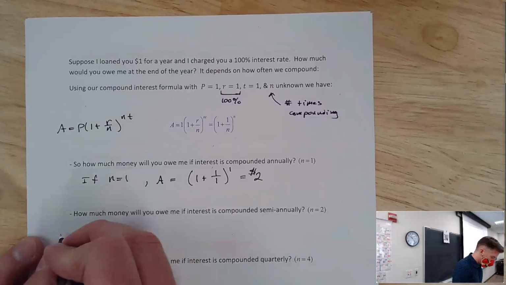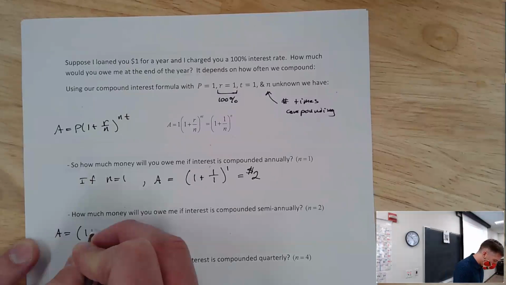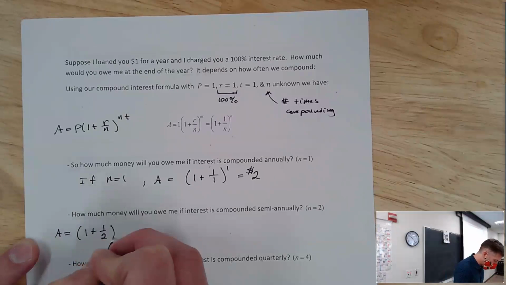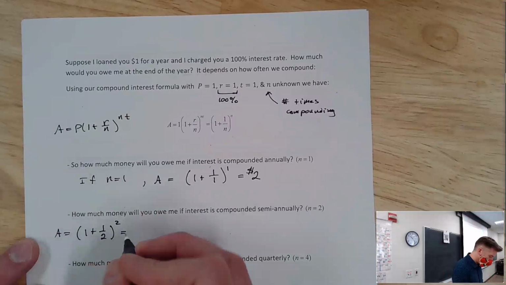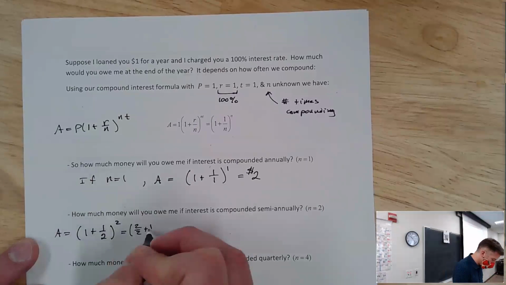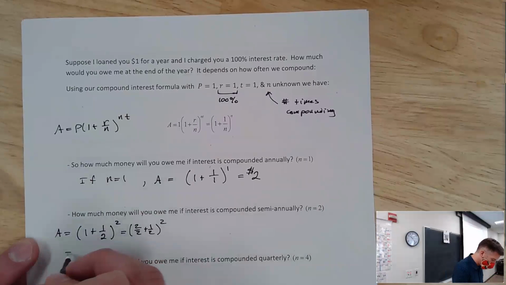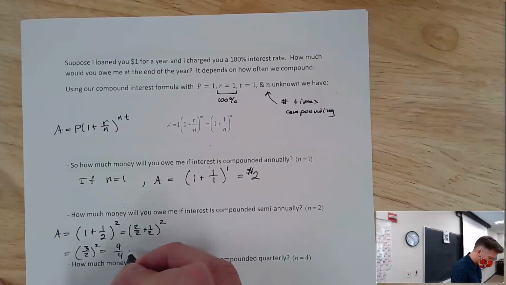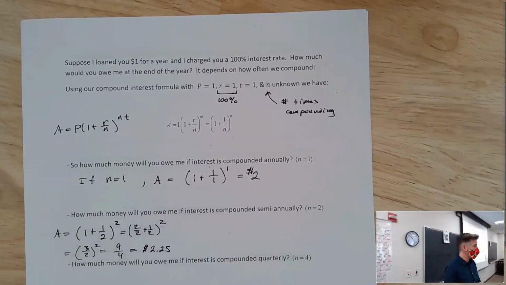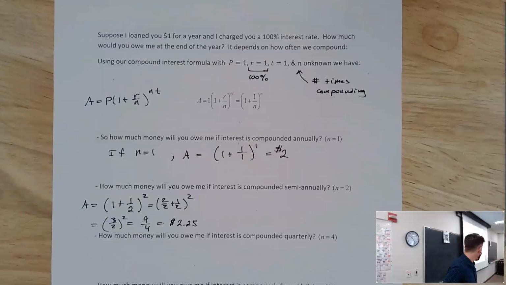In fact, the amount's going to be 1 plus 1 over 2, squared. I prefer fractions usually. 1 is 2 over 2, plus 1 over 2, squared. That's going to be 3 over 2 squared, which is 9/4, or 9 quarters. Well, that's 8 quarters, which is $2, plus another quarter. I earned an extra 25 cents by compounding the interest semi-annually.